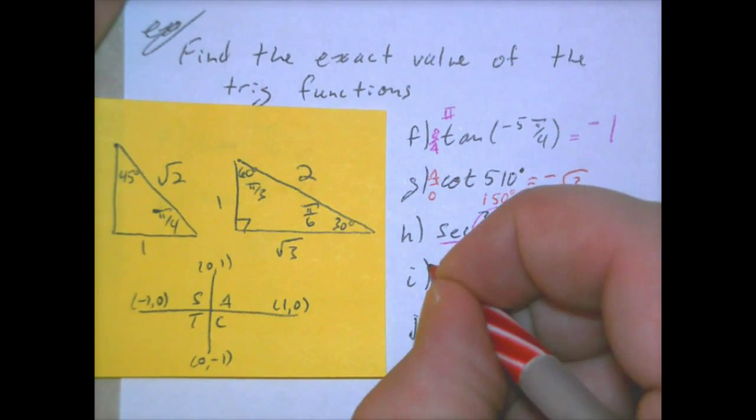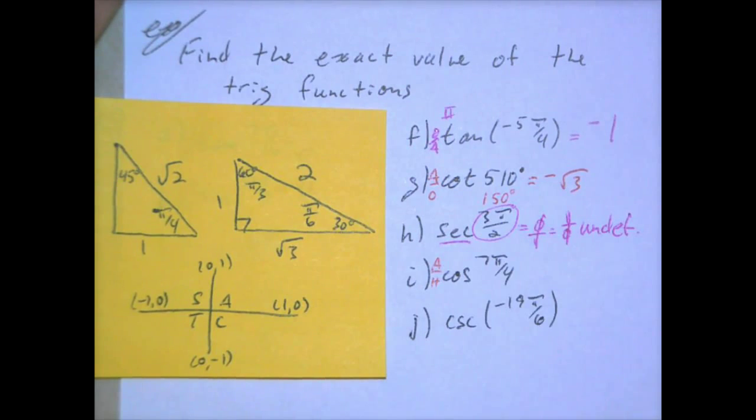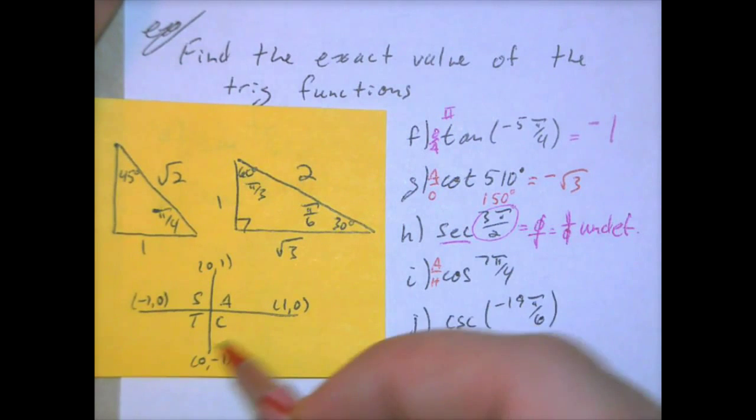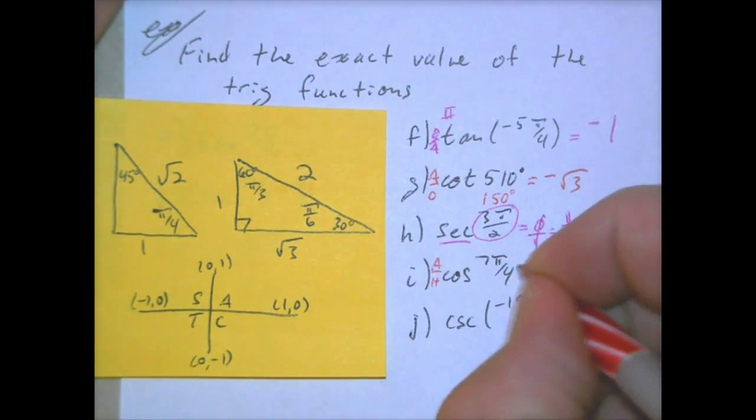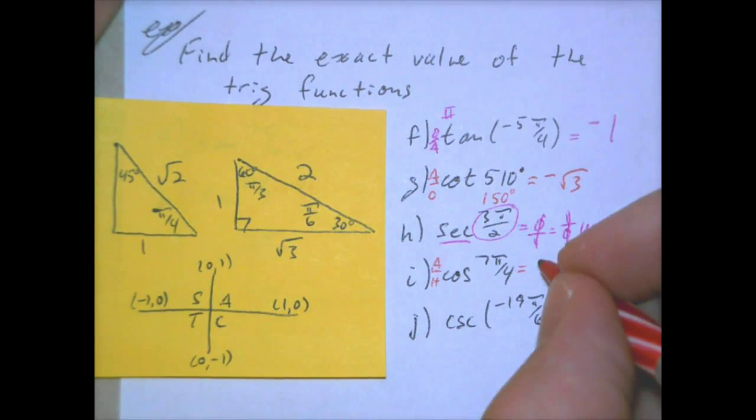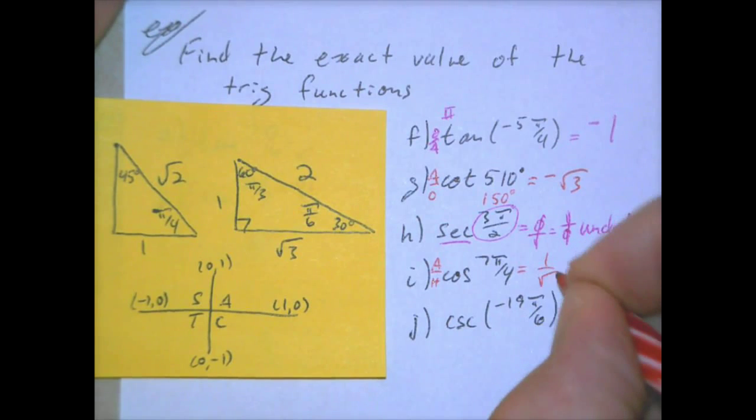Okay, cosine 7 pi over 4. Cosine is adjacent over hypotenuse. 7 pi over 4 is all the way around in the fourth quadrant. Cosine is a positive function there. So my reference angle is pi over 4. Cosine is adjacent over hypotenuse, so 1 over root 2.